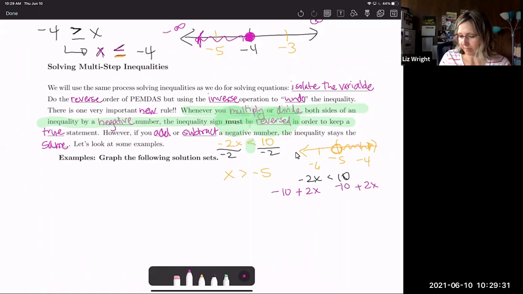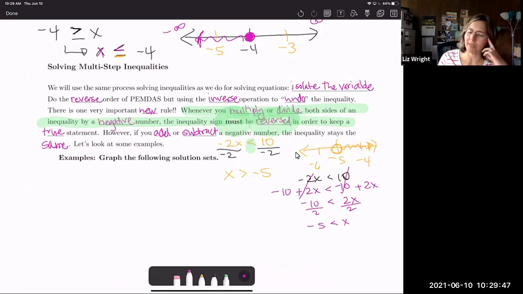And then think about that. The 2x is going to go away. The 10s are going to go away on this side. And then I'm going to get a -10 is less than 2x. Now I divide both sides by 2. And I'm going to get -5 is less than x.